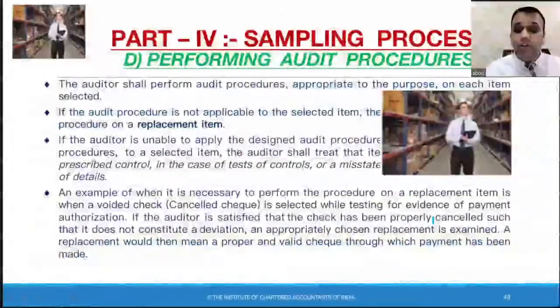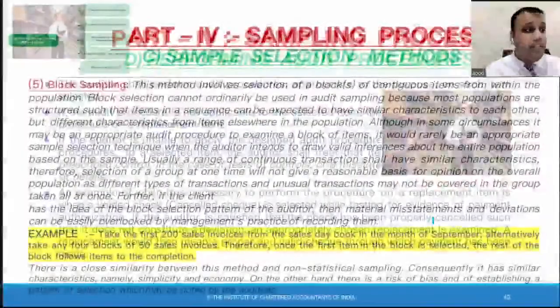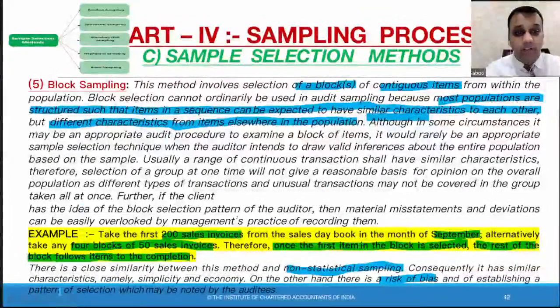So basically, what did we do? We covered the various methods of selecting samples from the population. What did we cover? Random sampling, where we did simple random sampling and stratified random sampling. Then systematic or interval sampling, monetary unit sampling, haphazard sampling, and block sampling.